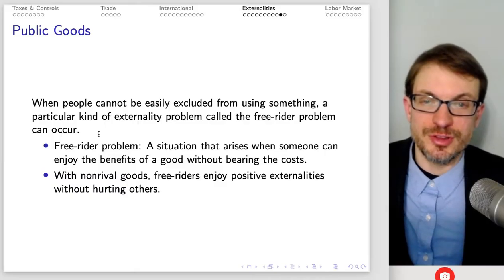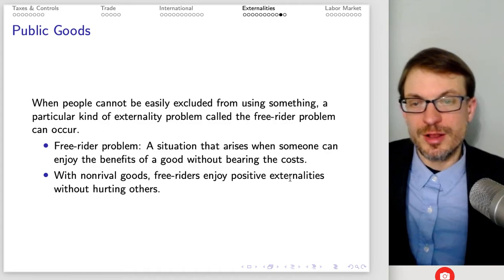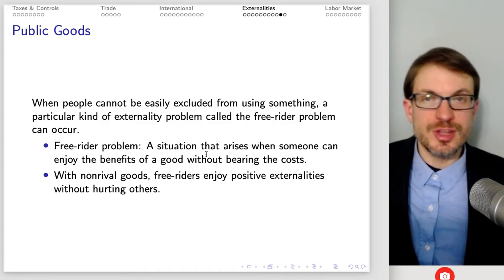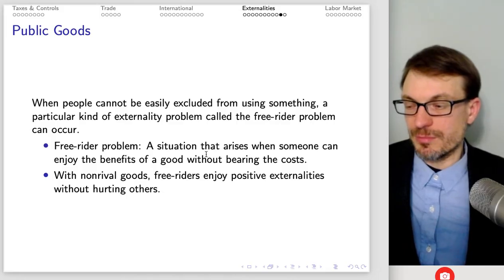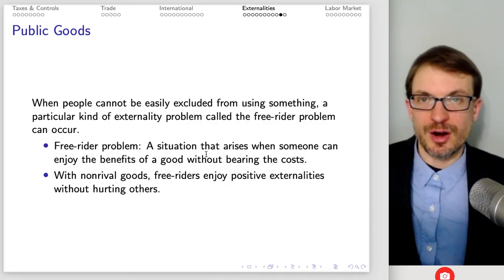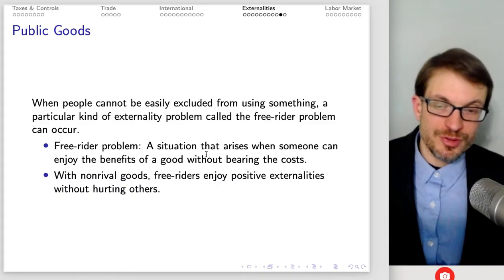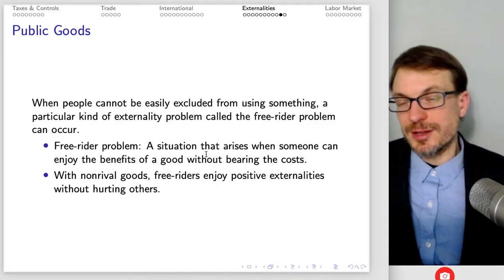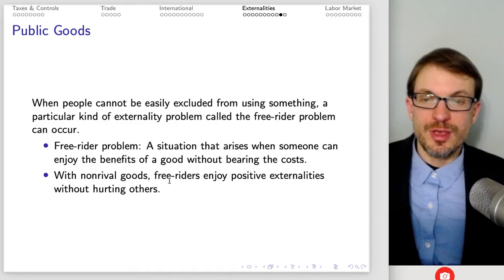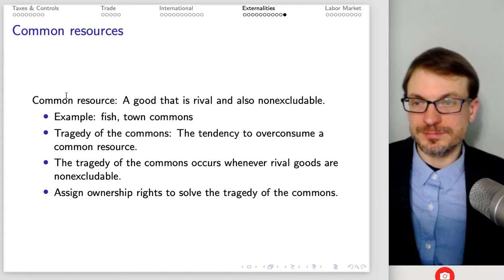When people can't be easily excluded from using something, we can get the free rider problem. That's the problem where you can get the benefits without bearing the costs, and then we don't have enough interest in providing that good in the first place. So this would be like watching PBS or NPR without ever making a donation. And the problem is there's less funds available to provide that service in the first place because people free ride. With non-rival goods, free riders enjoy the positive externalities without hurting other people directly. They hurt indirectly by not funding the good.